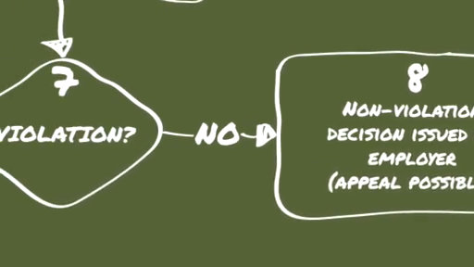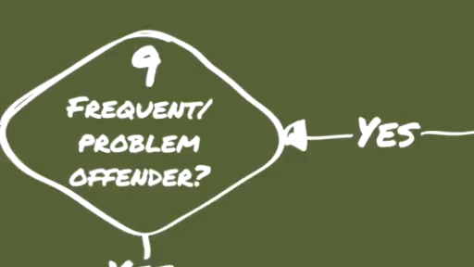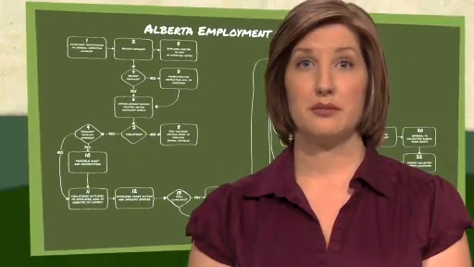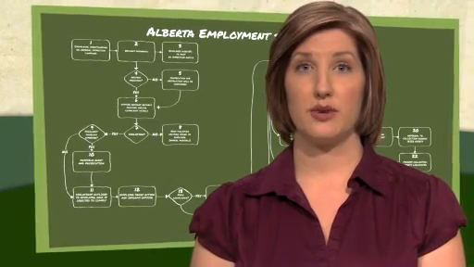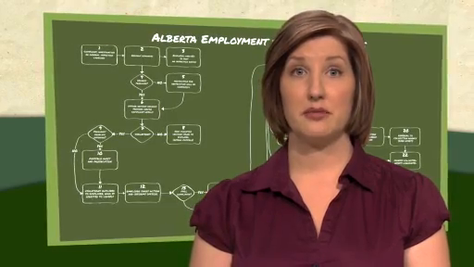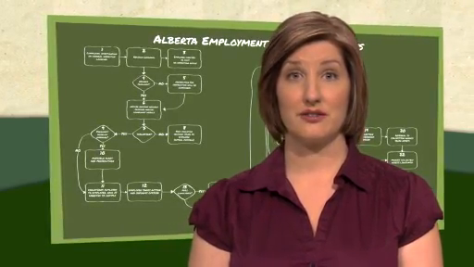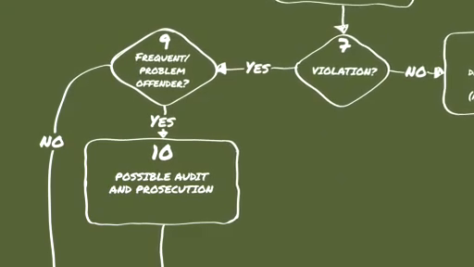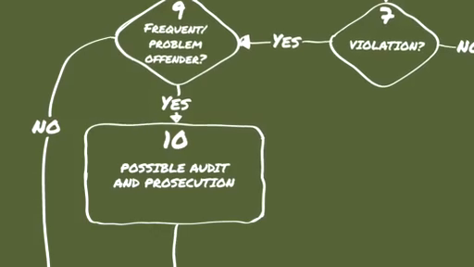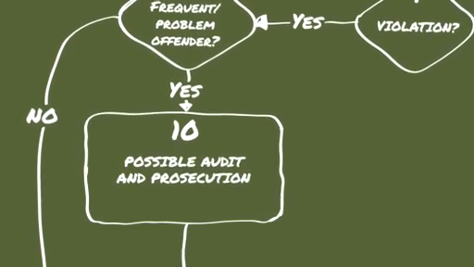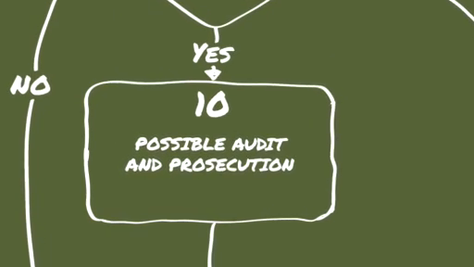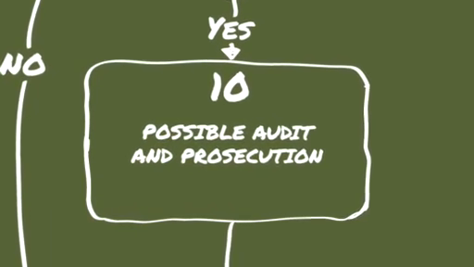If a violation has occurred, the officer will determine if the employer is a frequent offender. Frequent offenders could be employers that have had numerous complaints registered or decisions and orders issued, or employers that refuse to comply with officer directions or orders. Employment standards may choose to initiate an audit or legal prosecution. Audits of employer records may discover previous unpaid employee earnings. If this occurs, payment for these earnings will be enforced by employment standards officers.